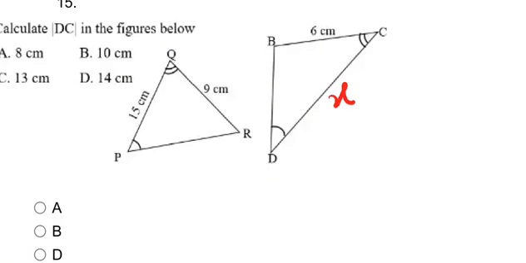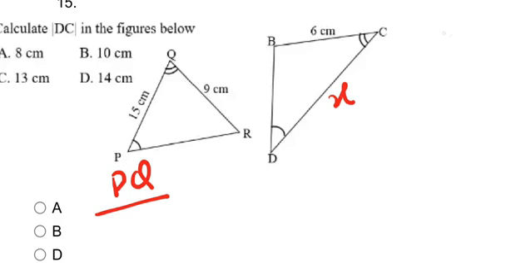So the first thing you need to do when you have similar shapes like this is to find the ratio of corresponding sides. And how do we do that? So we look for the sides that are corresponding. So PQ corresponds to which one?